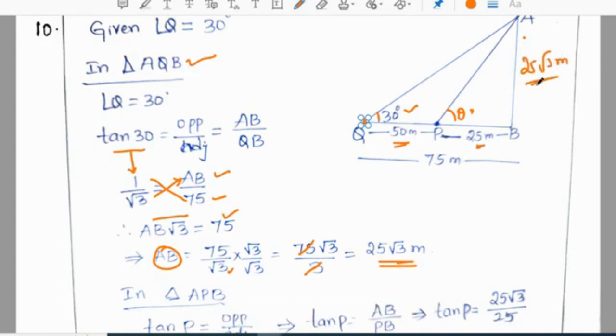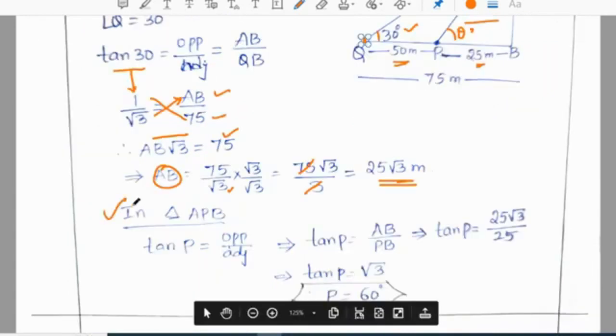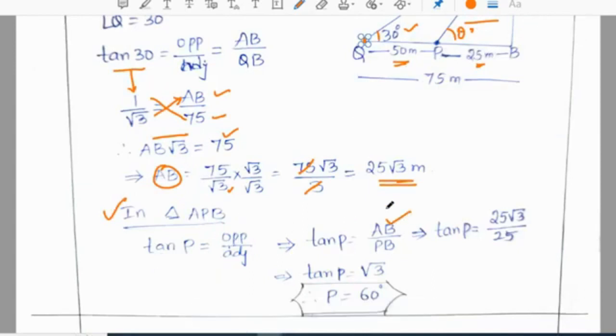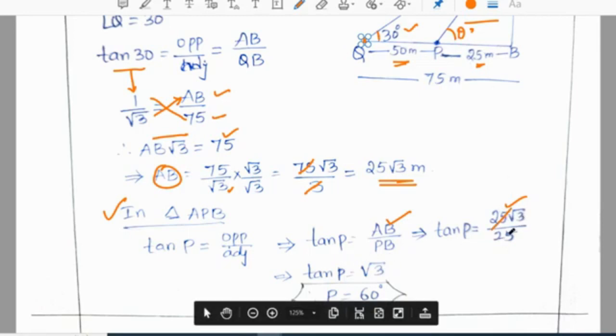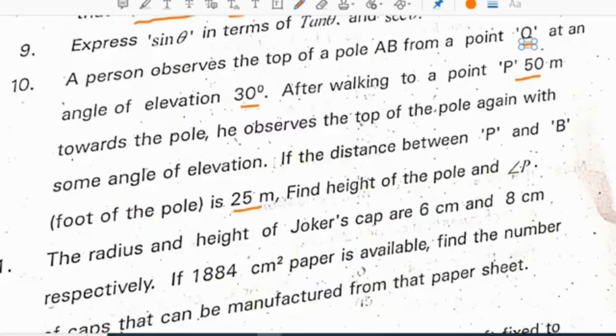But our target is not finding the height of the pole. We have to find the theta, angle P here. In triangle APB, tan P is equal to opposite by adjacent. Opposite is AB, adjacent is PB. So AB, the height of the pole, we got as 25 root 3 and PB is 25. So tan P is equal to 25 root 3 by 25, 25 cancels, leaving root 3. In tan, root 3 is for 60 degrees, therefore angle P is equal to 60 degrees. So we found angle P, which is 60 degrees.